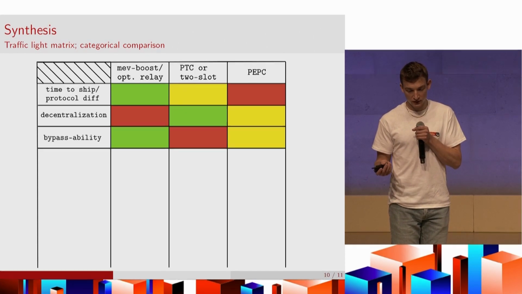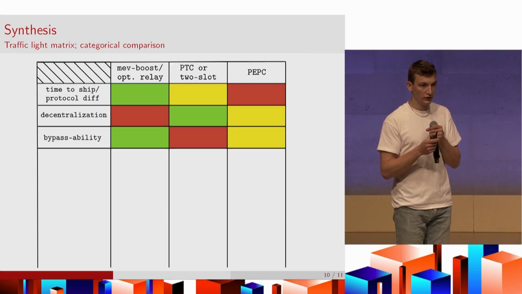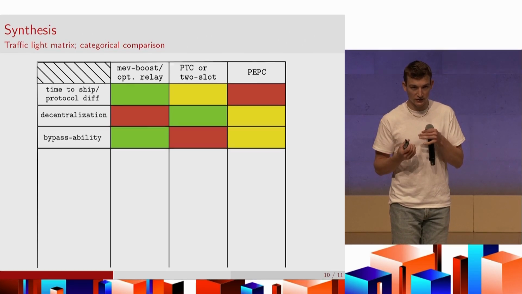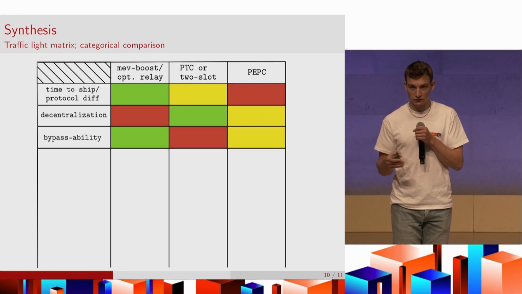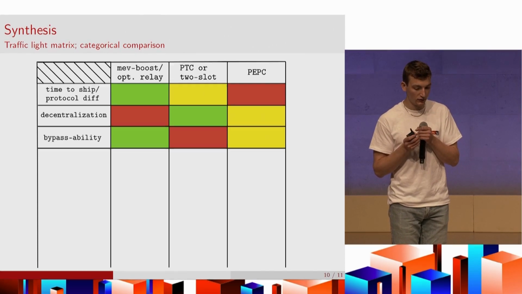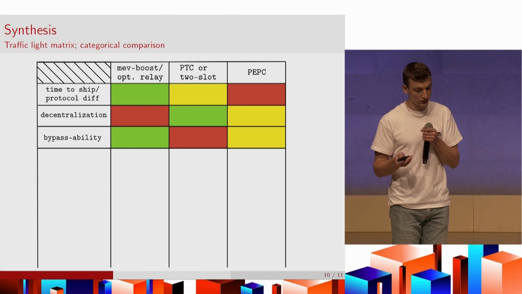PEP-C I put as yellow because there's a world in which the enforcement of the commitments, and the set of commitments that a proposer can make, makes it harder for the builder to circumvent the protocol. And in that regard, it might be better in terms of bypassability.